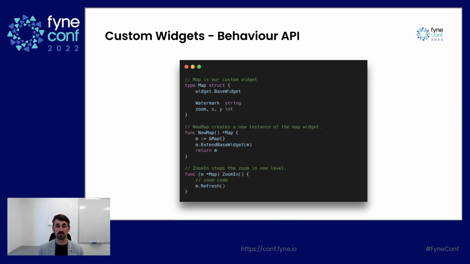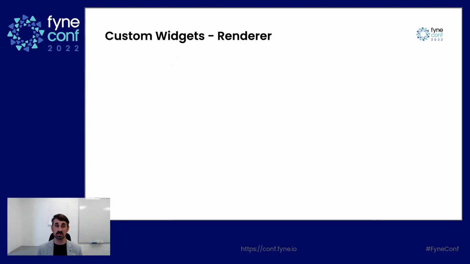We create a little constructor there, and we remember to call extend base widget. And lastly, we've created a new function called zoom in. I don't think that people would really expect a prize for guessing what that does. How it does it is hidden behind that comment zoom code, but we're performing whatever adjustments are necessary. And then we're calling refresh on our widget, and that's telling the base widget and the overall Fyne toolkit something has changed, we need to draw to screen again, but we don't need to know the details, so we just call that one function.